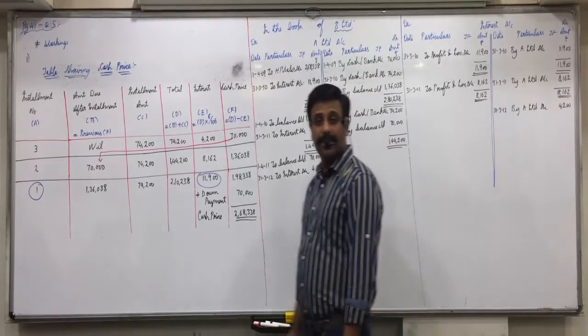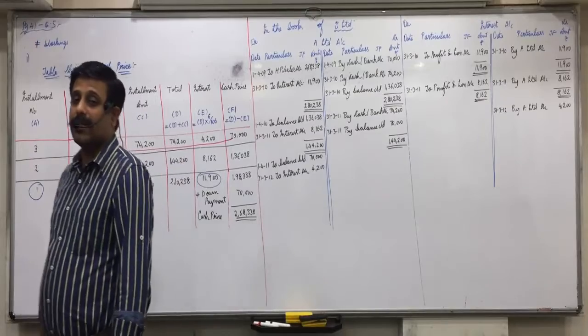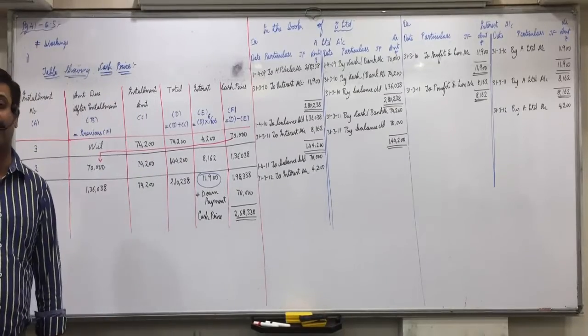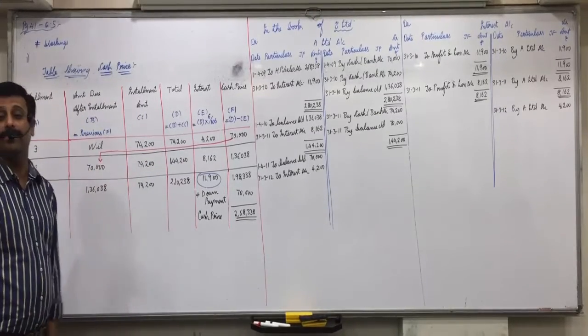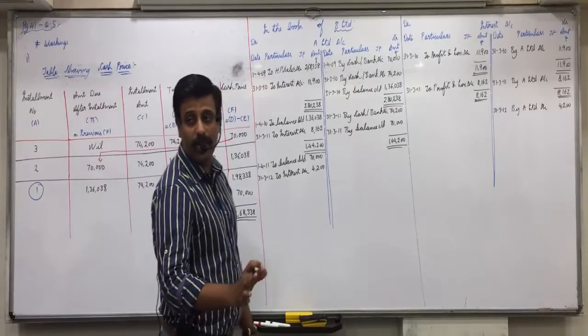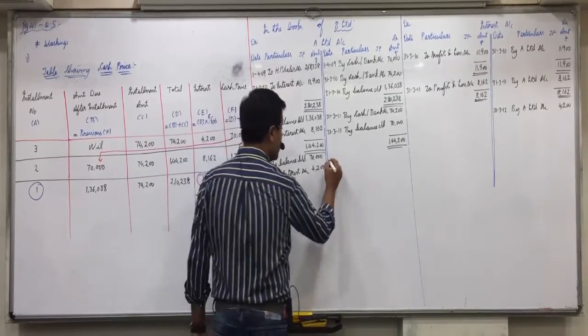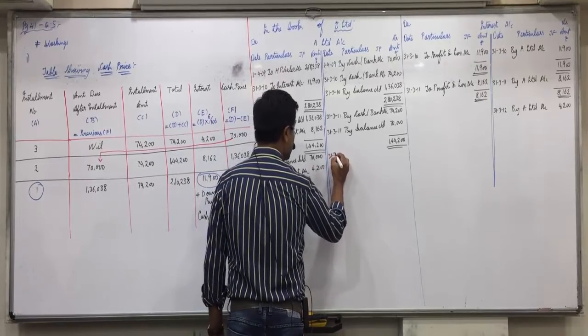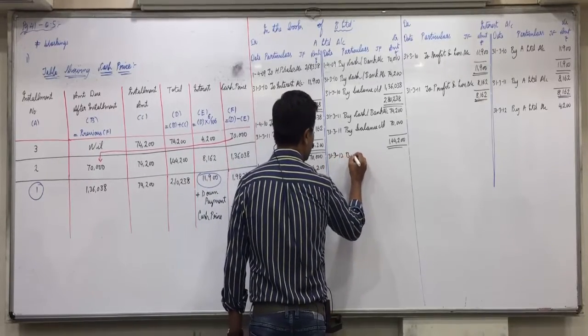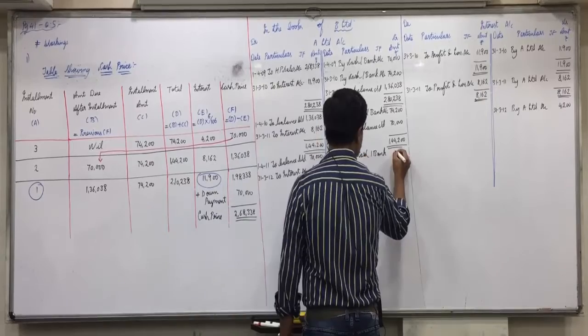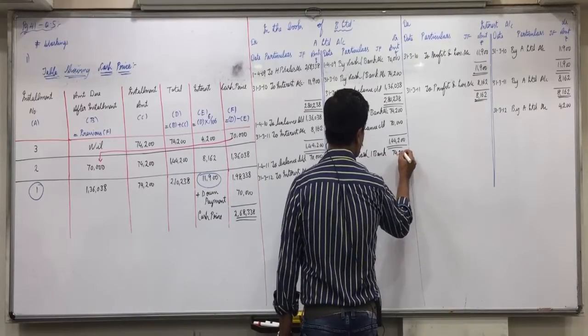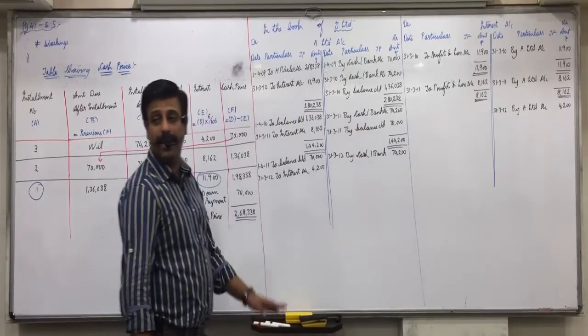Is everyone clear with this? What next? Amount 74,200. Each installment is 74,200. So cash or bank account debit to A Limited account. A Limited credit side, 31,312 by cash or bank account, 74,200. Is everyone clear with this?